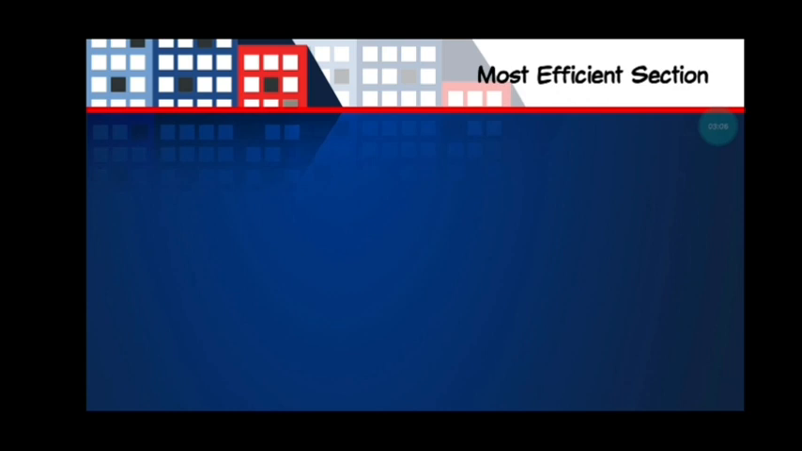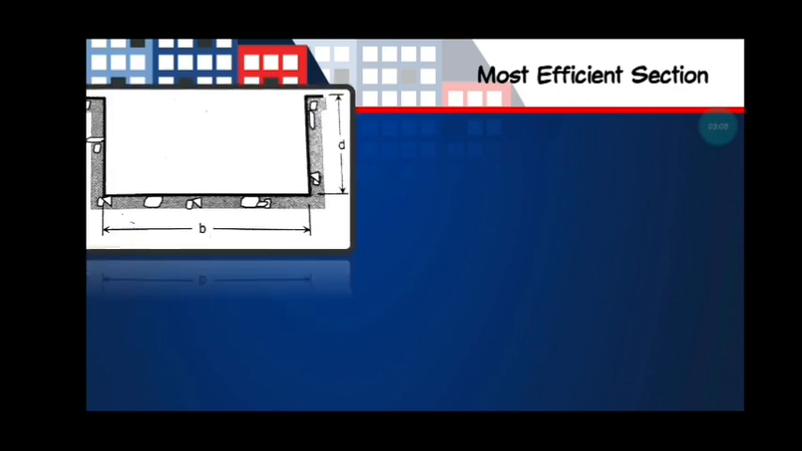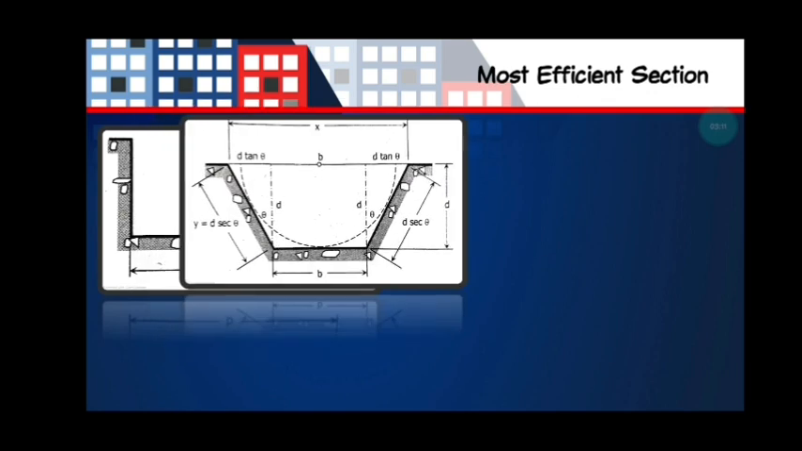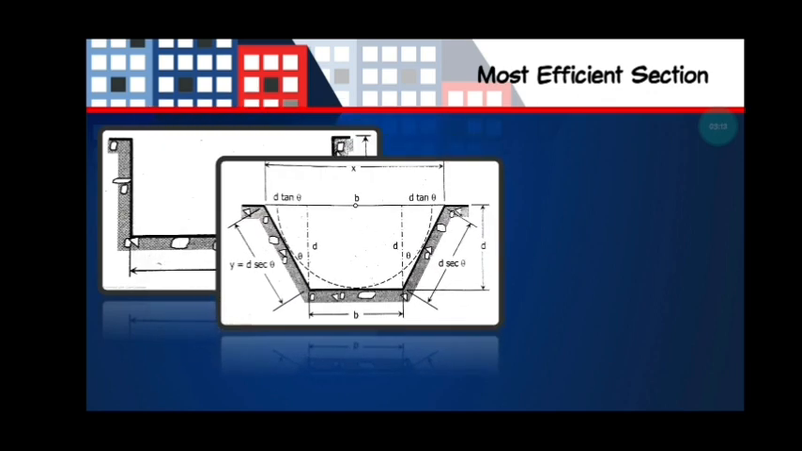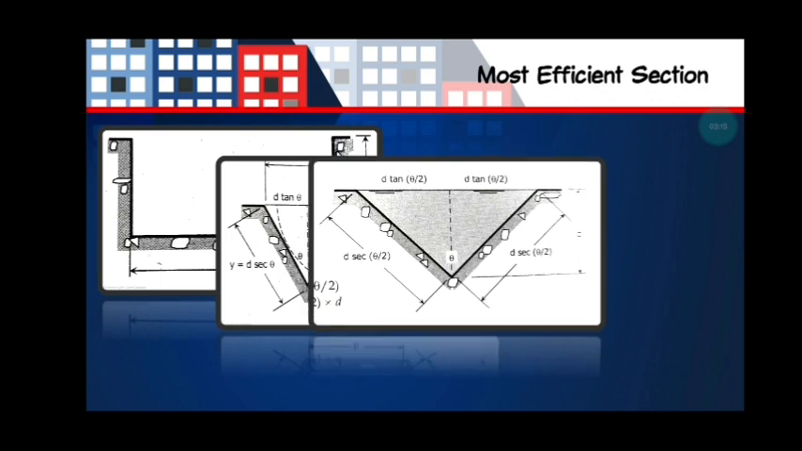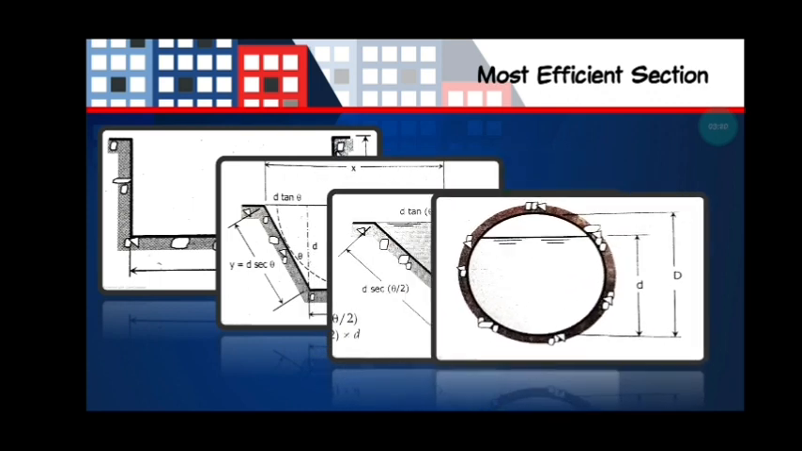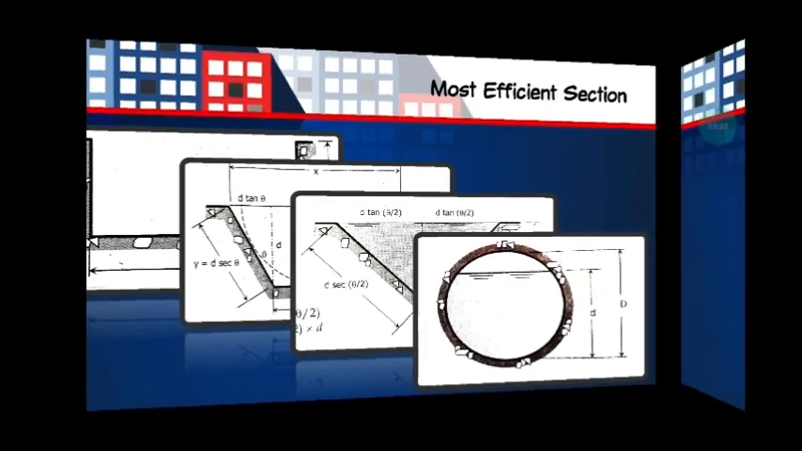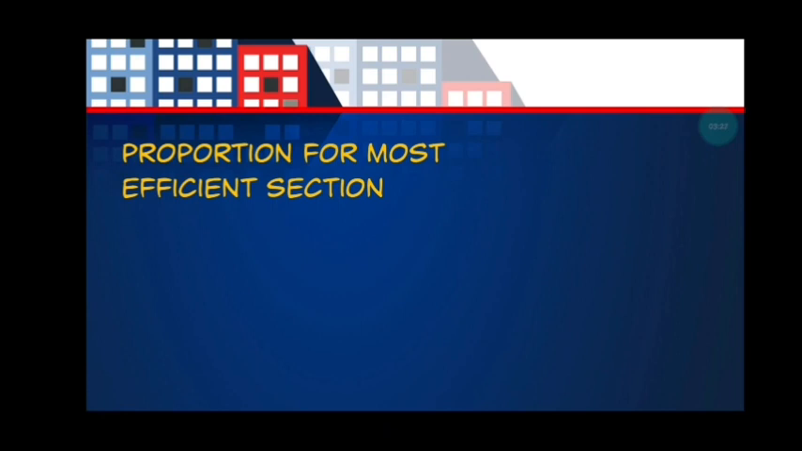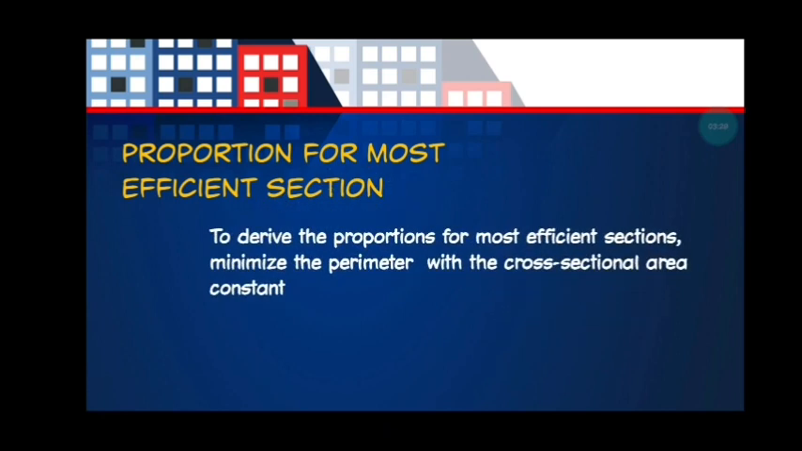Efficient sections include the rectangular section, trapezoidal section, triangular section, and circular section. Proportions for the most efficient section: to derive the proportions for the most efficient sections, minimize the perimeter with the cross-sectional area constant.